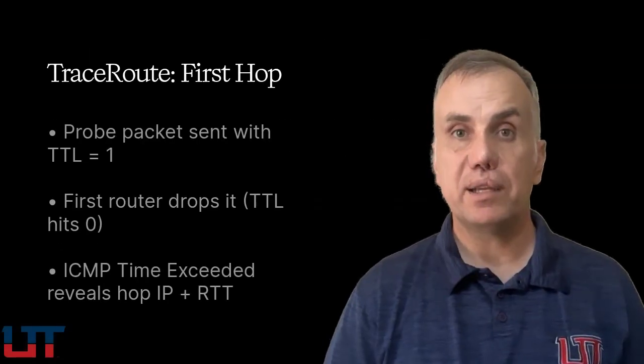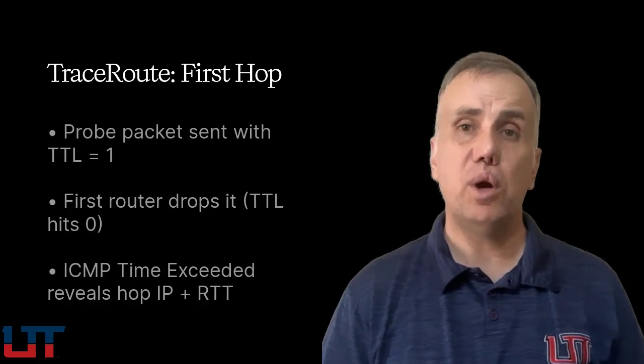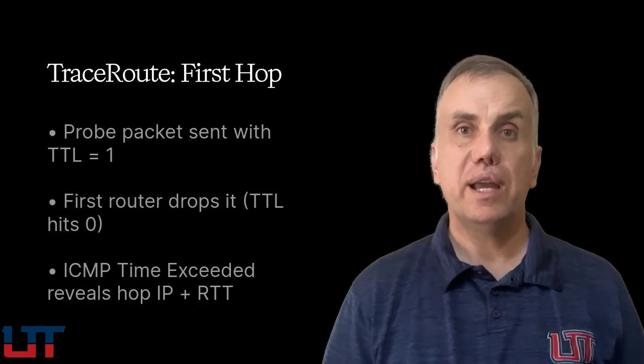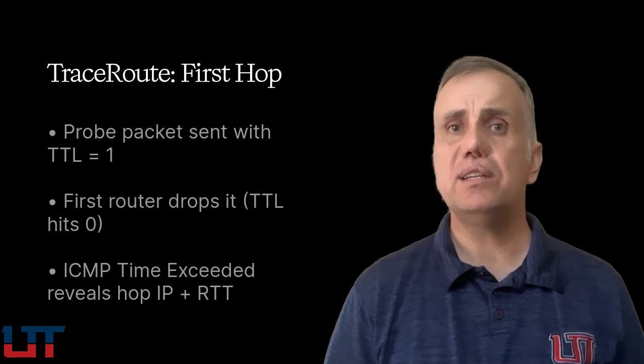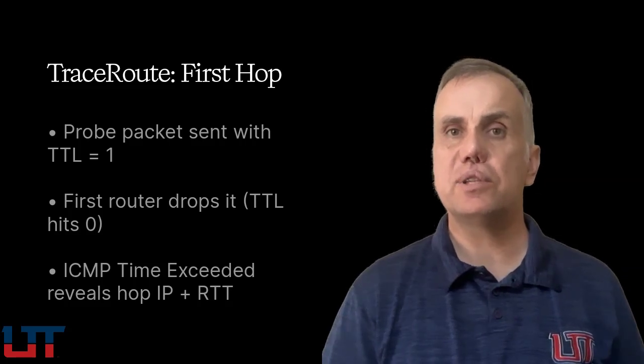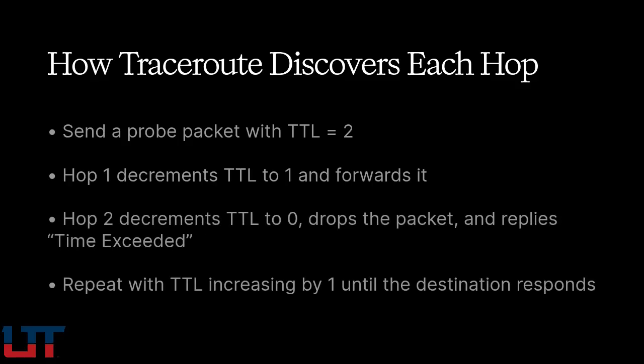Traceroute uses this mechanism deliberately. It sends the first probe packet with a TTL of 1. The very first router in the path decrements TTL to 0 and sends back a time exceeded message, revealing that router's IP address and round trip time. Traceroute sends the next probe with a TTL of 2. The first router decrements to 1, passes it through.